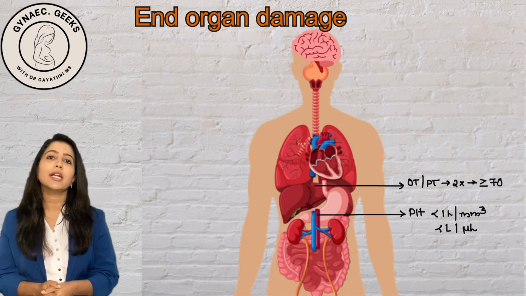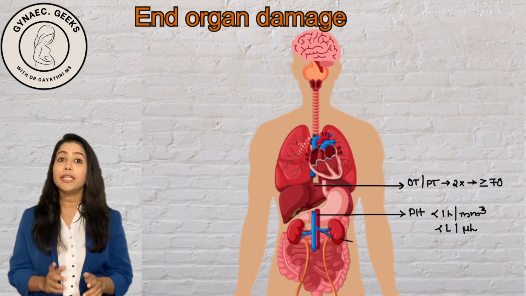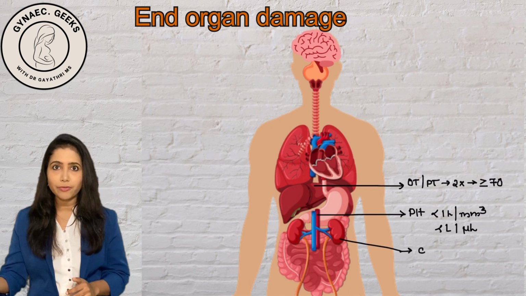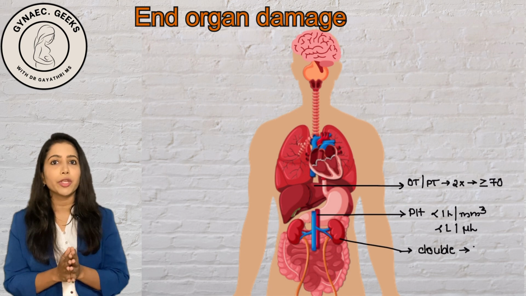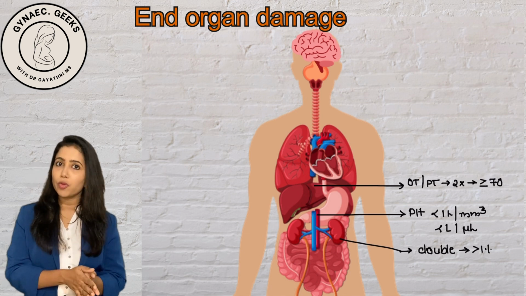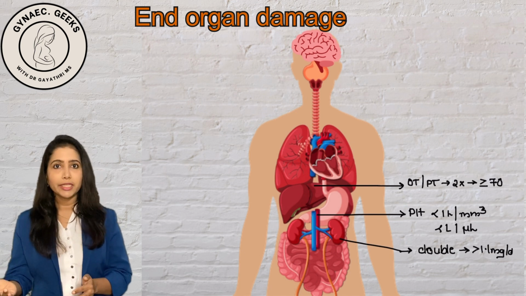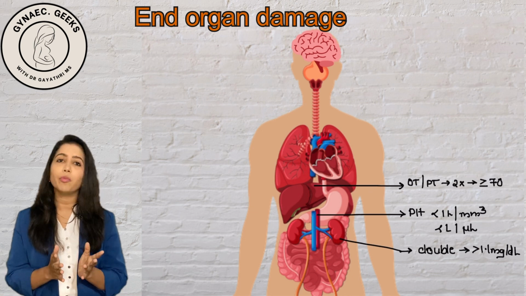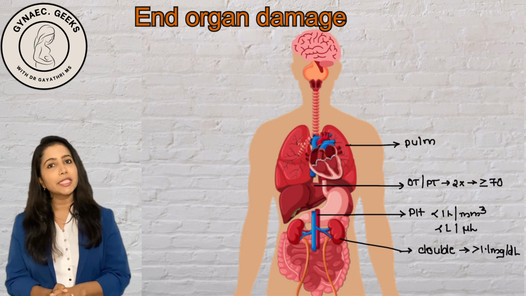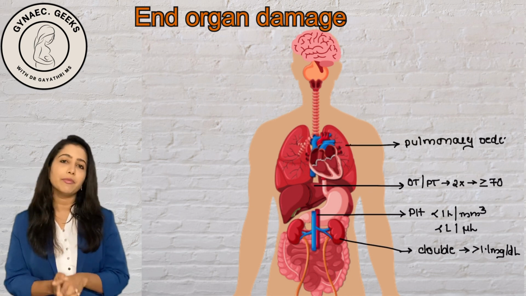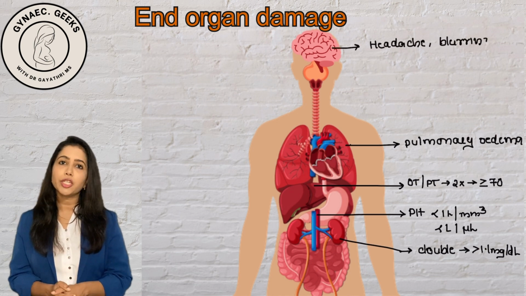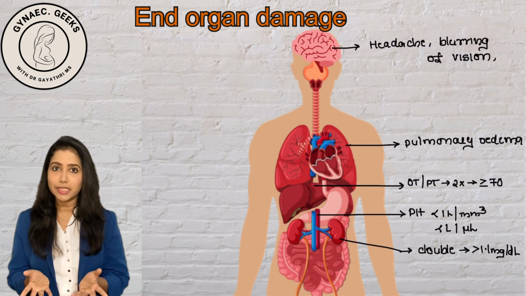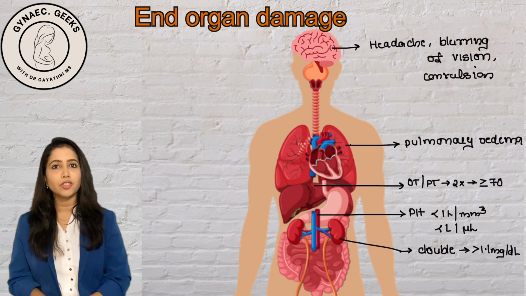So next is regarding the serum creatinine. Doubling of serum creatinine from the normal range or when it is more than 1.1. More than 1.1 or doubling is suggestive of the involvement of kidneys. Next is evidence of pulmonary edema. The cerebral symptoms could be convulsion, blurring of vision or headache. All these are suggestive of end organ damage.